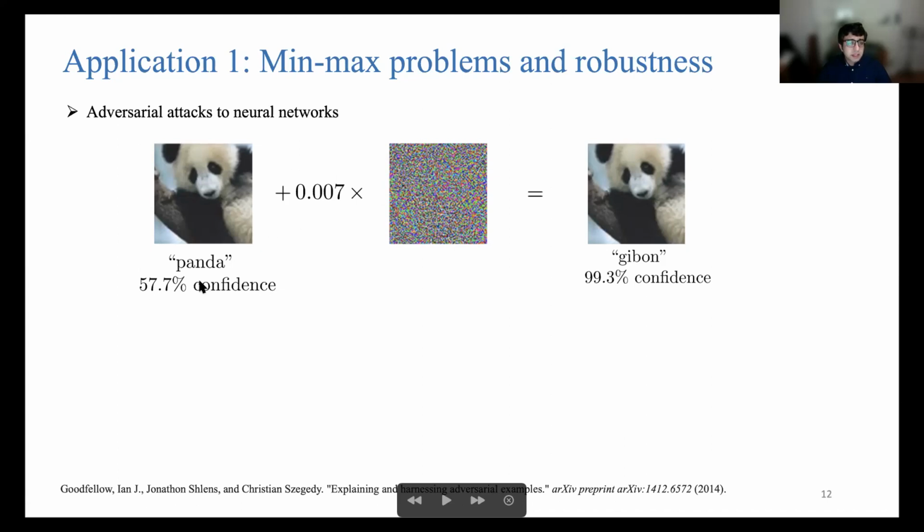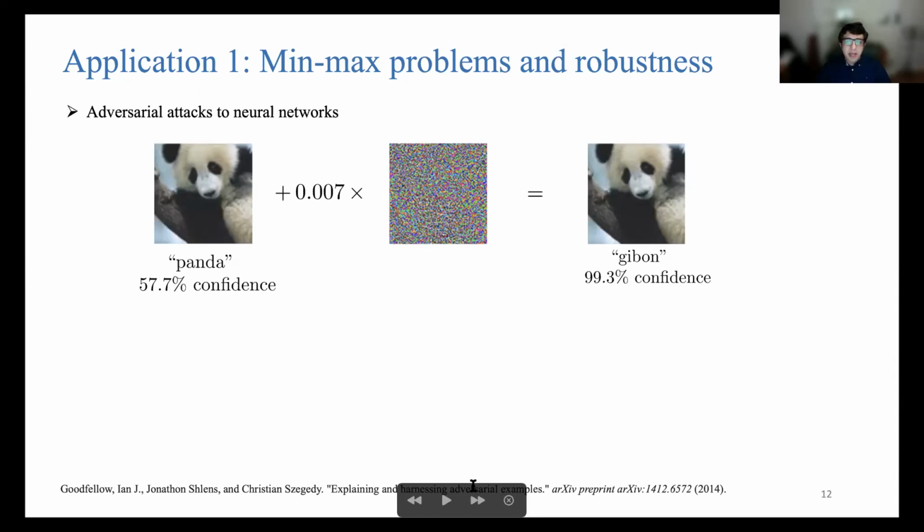Confidence 57% is relatively high because you have more than 2 classes. You have a lot of classes, so 57% is a high confidence for the network. But if you add a very small value to your image, a small noise, so if you add this noise multiplied by this value, which becomes a very small added noise, your neural network may classify it as something else, completely something else, with a very high confidence.